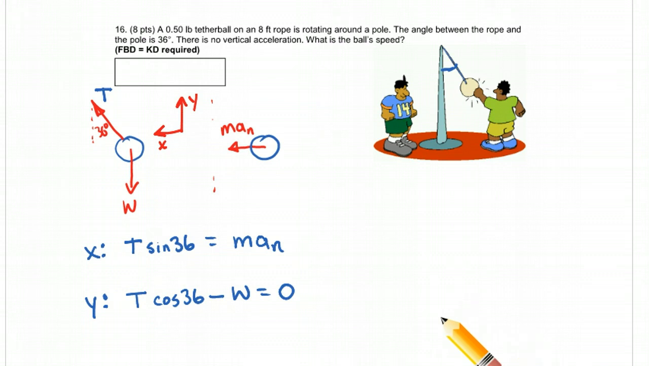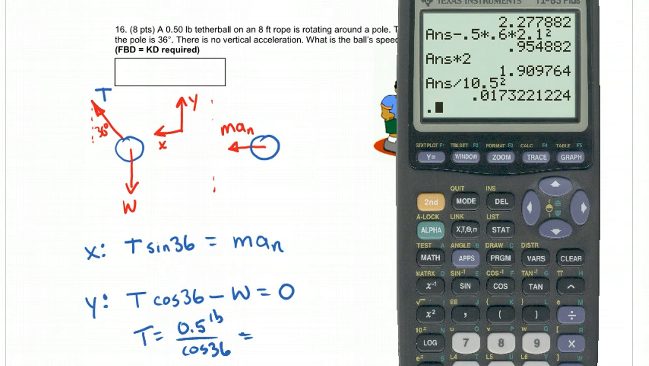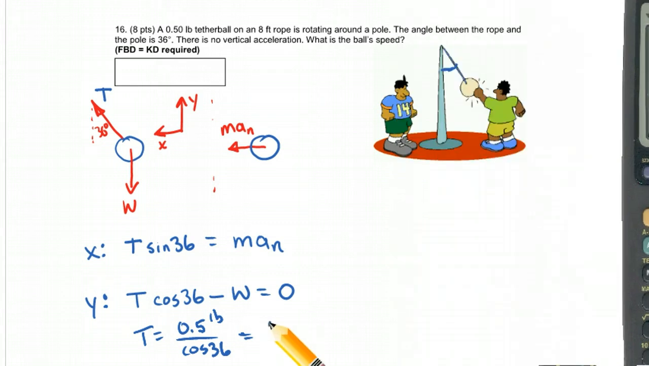Alright, so from this equation, we can solve for tension, which is equal to weight divided by cosine of 36. The weight is 0.5 pounds, so tension is equal to 0.5 pounds divided by cosine 36, which is 0.618 pounds.